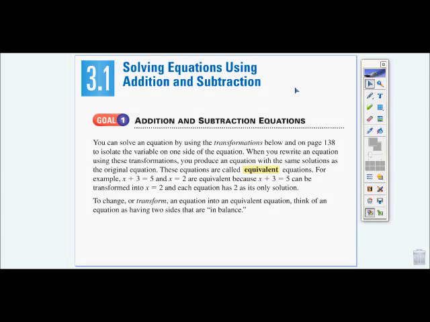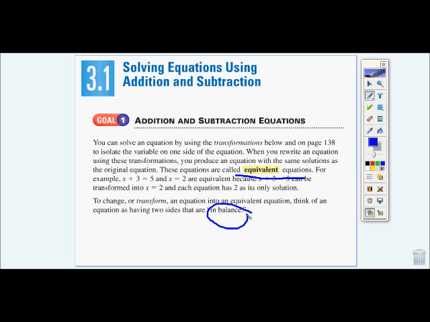Chapter 3, we are going to start solving equations. The first lesson is about solving equations using addition and subtraction. Some of the important vocabulary that we will be using, both in explaining how to do the process and in verifying the process throughout the rest of the textbook, are going to be equivalent equations, and also sometimes we talk about having balanced equations.